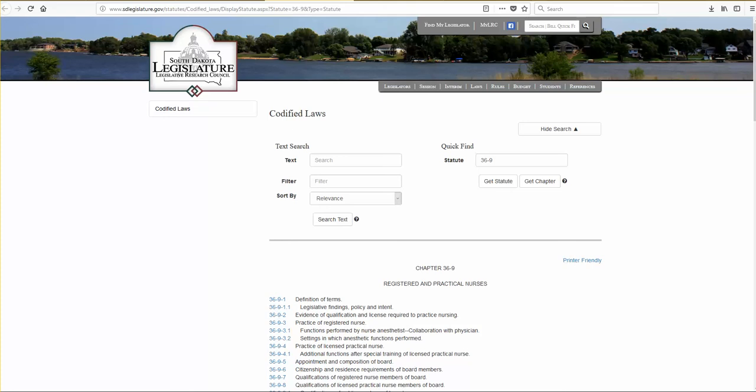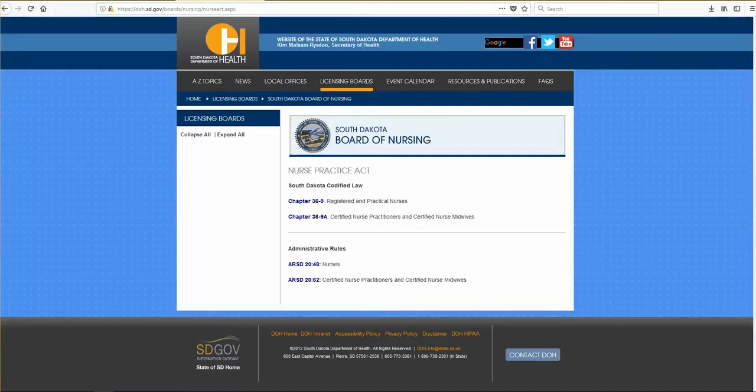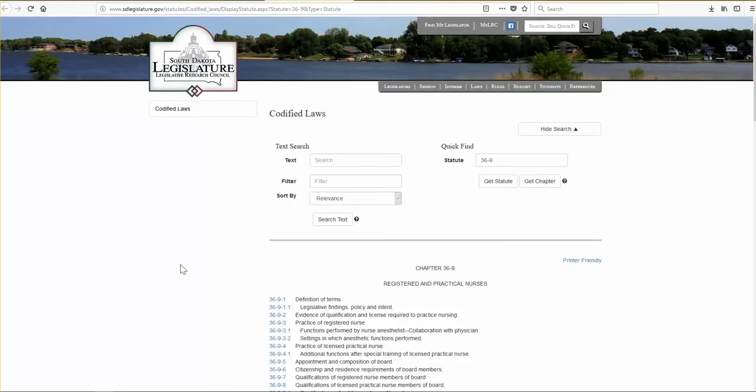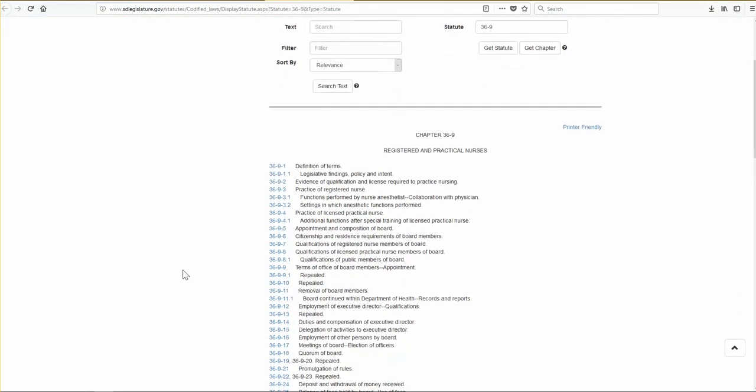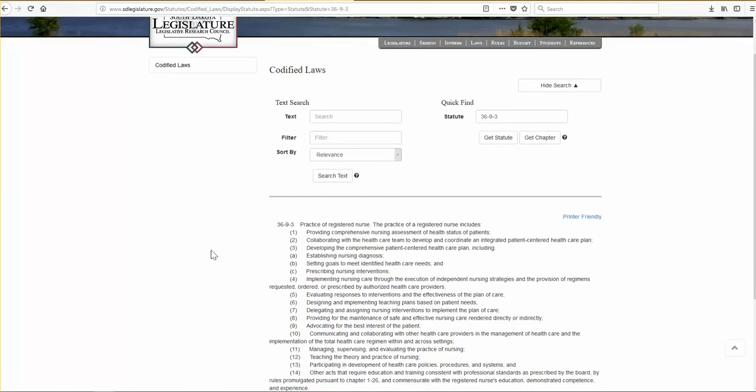So I pulled up the South Dakota Nurse Practice Act, and it came up under Chapter 36.9, Registered and Practical Nurses. And here you can see the breakdown. So it gives a definition of terms. That's always enlightening. And functions, practice of a registered nurse. Let's take a look.